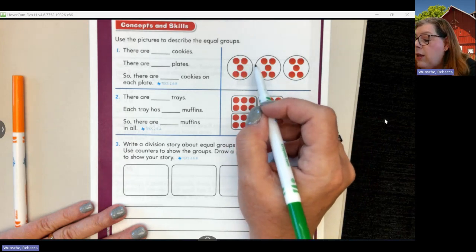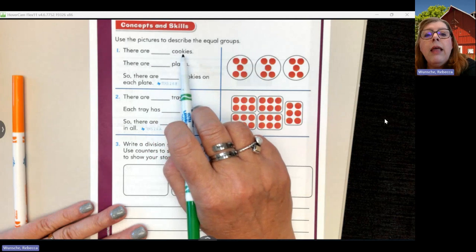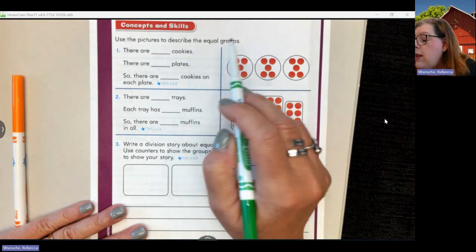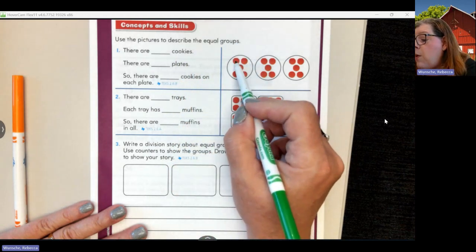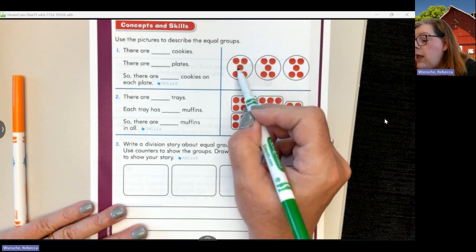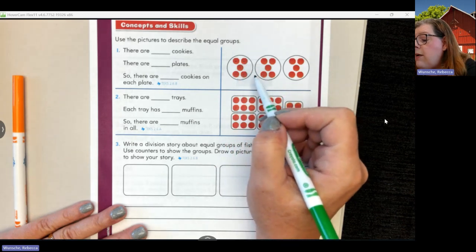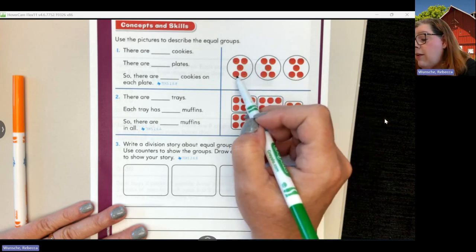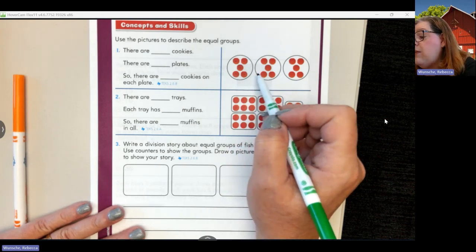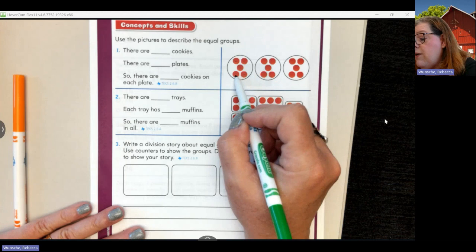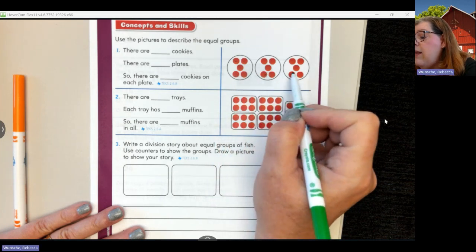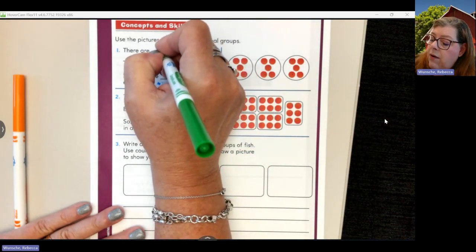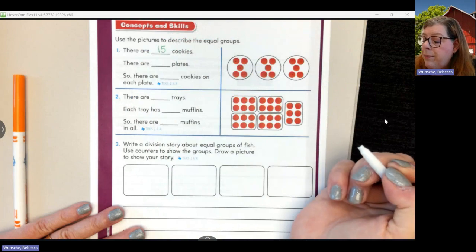We're going to look at the cookies, and the first thing it's asking for us is the whole. So we want to know how many total cookies that we have. We're going to go ahead and just count them: 1, 2, 3, 4, 5. Now, if I can see that these are equal groups, then I can use my skills of counting by 5, and I can put these groups together. So if I have 5 here, 5 more would be 10, 5 more would be 15. So I want to make a note that there are 15 cookies in all.